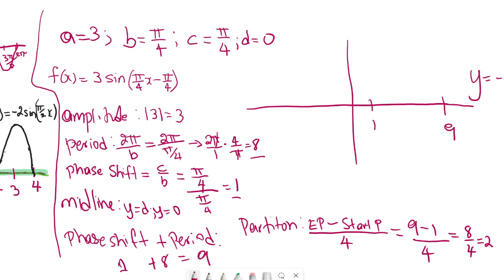So if I want to find the points, the first point is going to be 1. And then next, we're going to do what? 1 plus 2 is going to be my second point, which is going to be 3. And then my third point is going to be 3 plus 2. So you're going to be adding increments of 2. It's going to be 5.